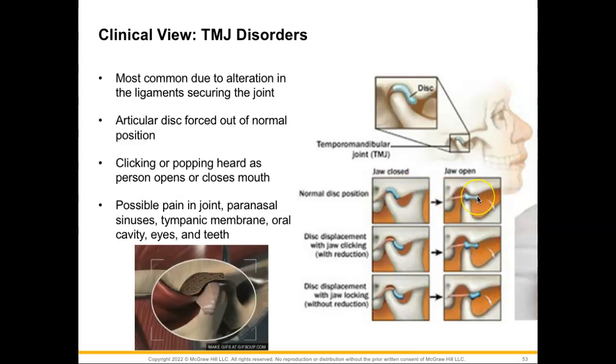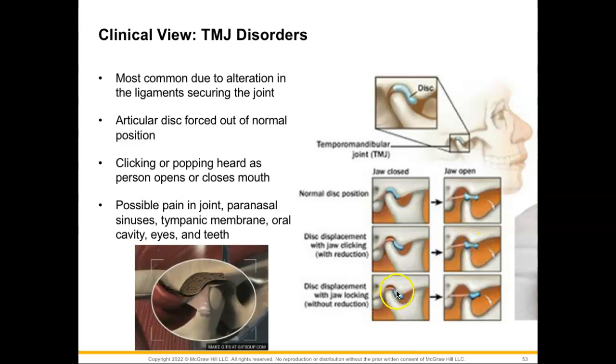And then when we open it, it kind of pivots anteriorly. And then if we have disc displacement with our jaw clicking, then you might have that disc sit more anteriorly in that closed position. And then when we open, it's just kind of staying in that region.